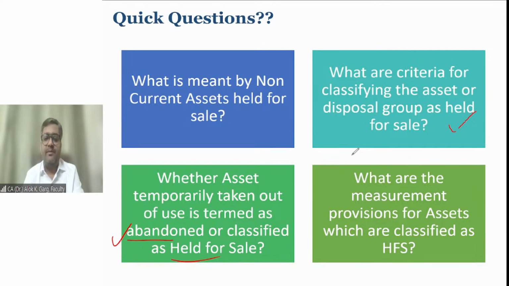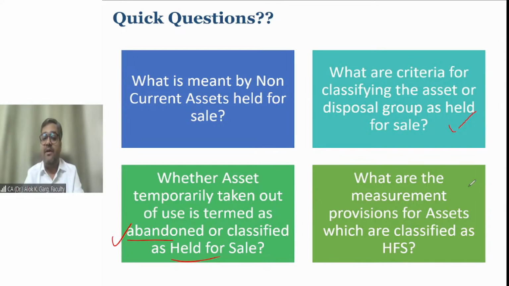Number one, management is committed to sell. The management has started searching for the buyer. The asset is marketed at a reasonable price. The sale is likely to complete within 1 year, and it is unlikely that the sale plan will change. Third, whether an asset temporarily taken out of use is termed as abandoned or classified as held for sale. The asset temporarily taken out of use is termed as an abandoned asset.